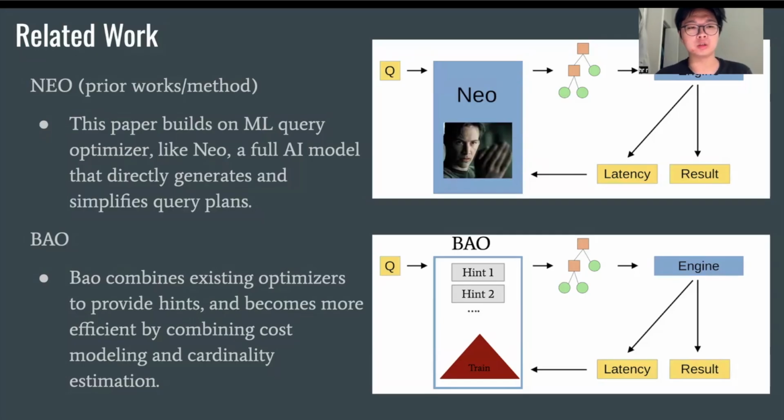Let's talk about the related work. First is NEO. NEO is a previous work on query optimizers. NEO is a full AI model that directly generates and simplifies the query plan, and we can see the difference between the two graphs.